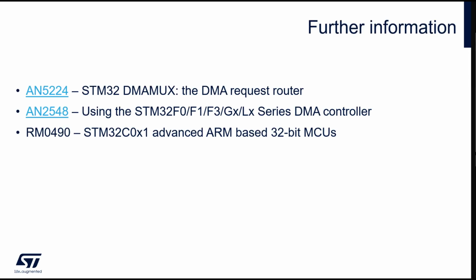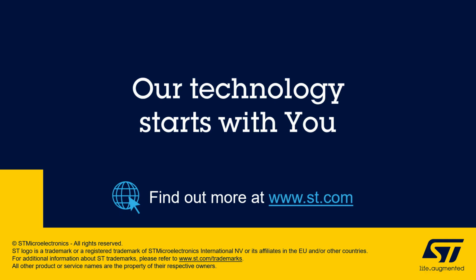Further information you can find within different documents. Here I'm mentioning two application notes. The first one, AN5224 STM32 DMAMUX, just about this DMA multiplexer, and another one, a bit more generic one, it is AN2548. It is about a DMA controller among different STM32 devices. You can find as well a lot of information about DMA and DMA multiplexer within a dedicated reference manual for STM32C0 family like RM0490. Thank you for your attention.